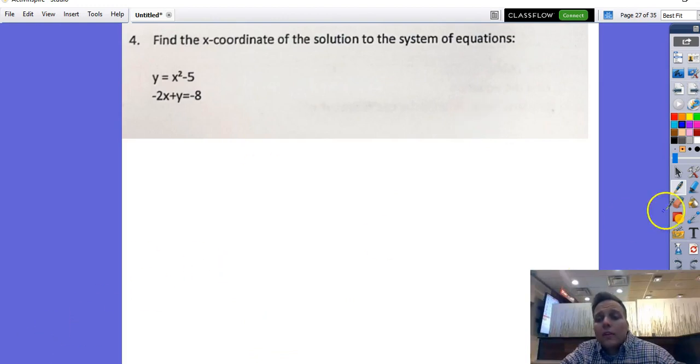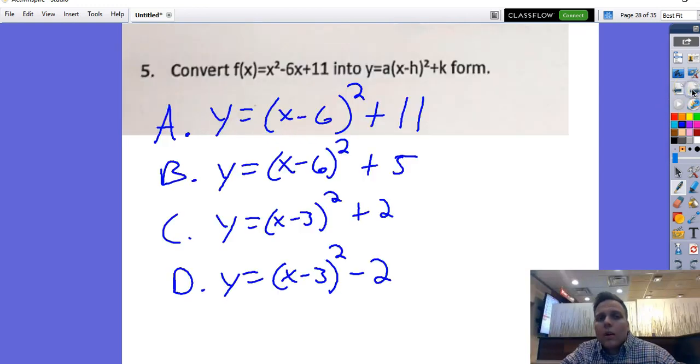Let's go on to the next problem. Problem number 4, we talked about that one in class. I'm not going to talk about it again. So let's go on to problem 5.